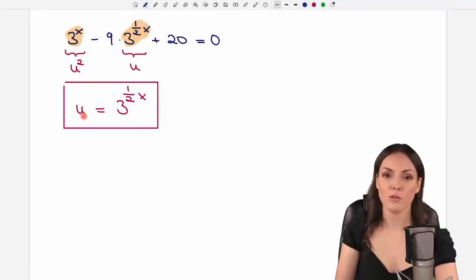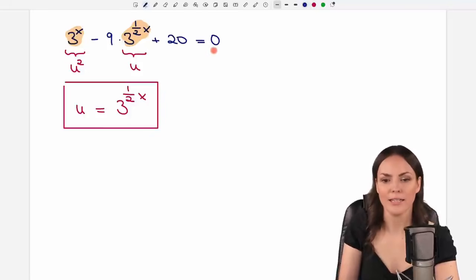So in terms of U, how does my equation look like then? Instead of this thing here, we said we write U squared from now on. We subtract 9 times. Instead of this beautiful thing, we write a U from now on, and then the rest of the equation.